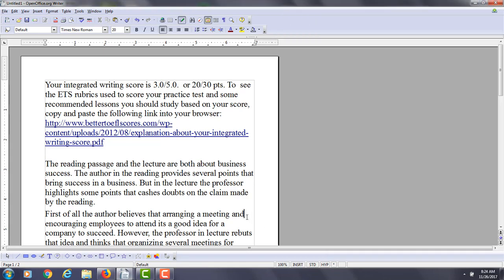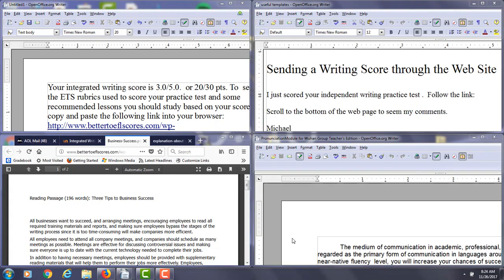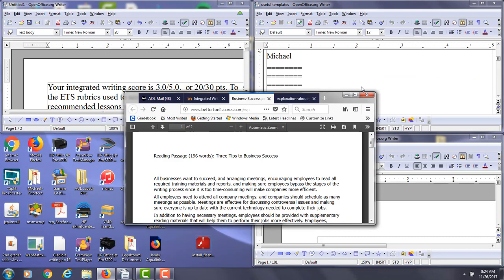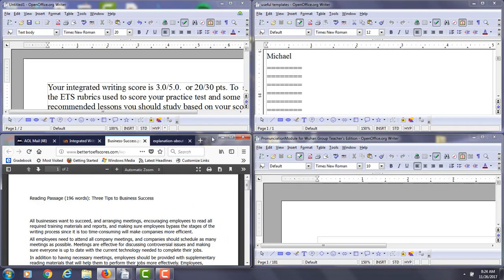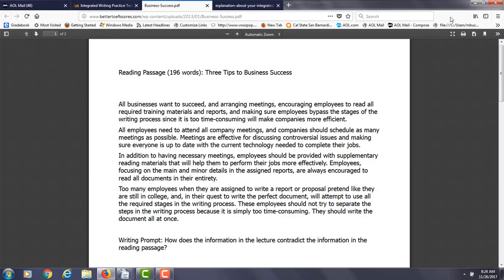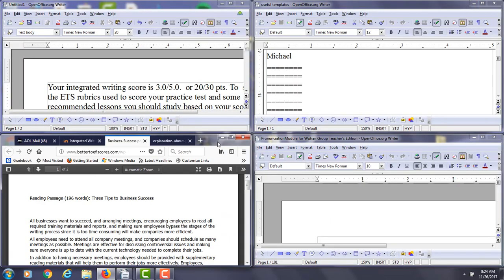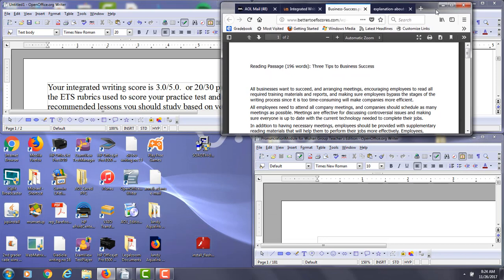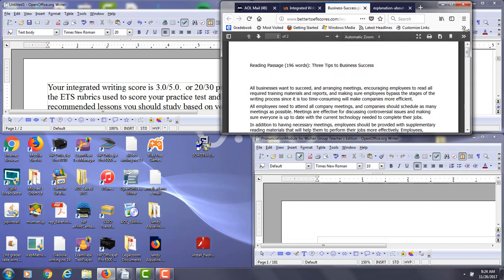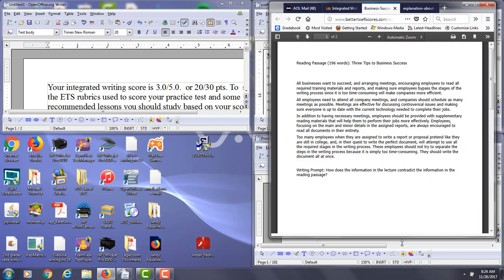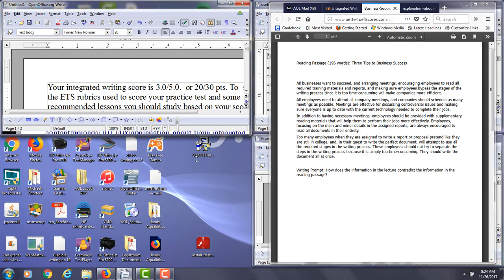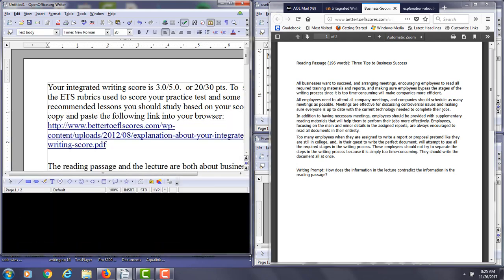Okay, let's see if we can do this right here. So, okay, on the right, I'm going to put the reading passage and the lecture. And then on the left here, we will put your essay, what you wrote. And we will make changes accordingly.